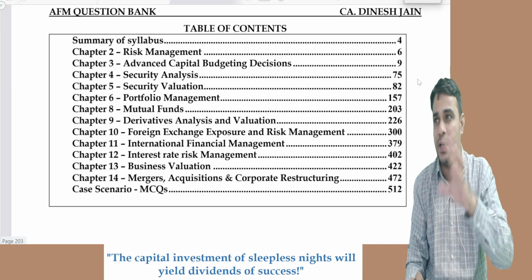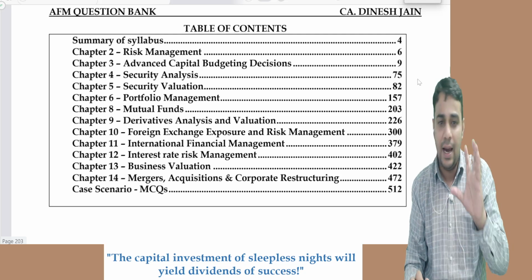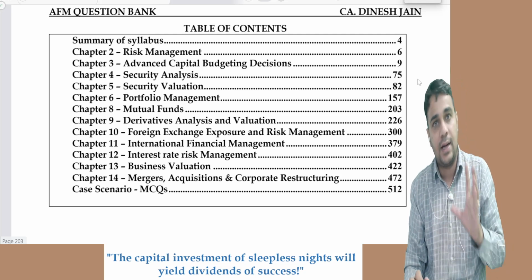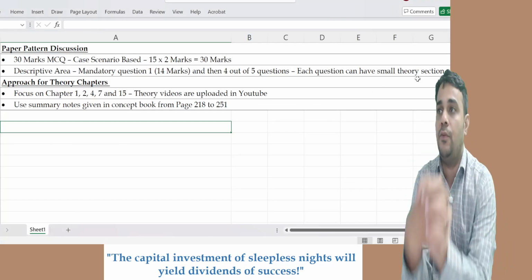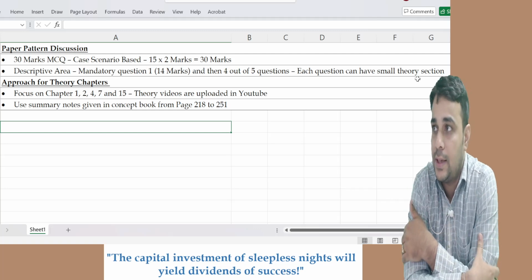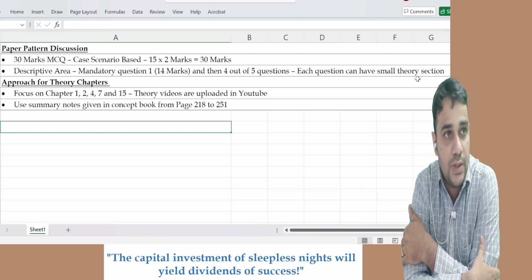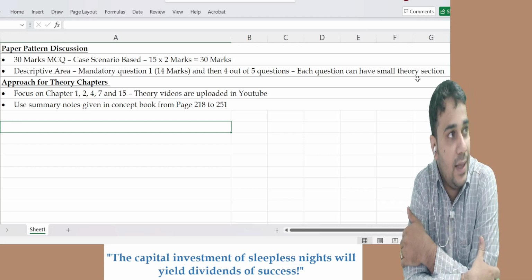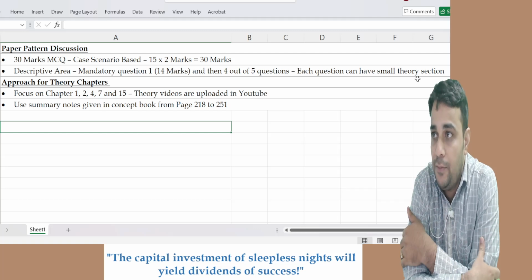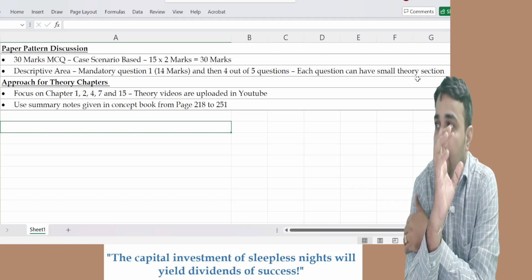I'm not going to explain what is there in the subject, I'll directly get into the subject level discussion. So first thing I want to tell you is your paper pattern, which I think most of you are aware. There's a 30 mark MCQ, which is case scenario based. There will be 15 into 2 there, and there's a second part which is the descriptive area, which would come for 70 marks in exam.